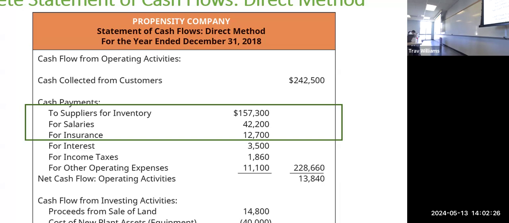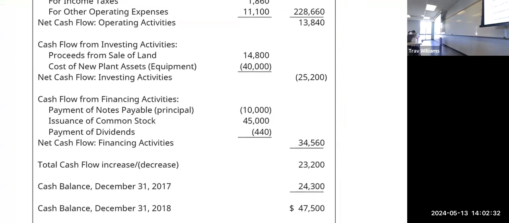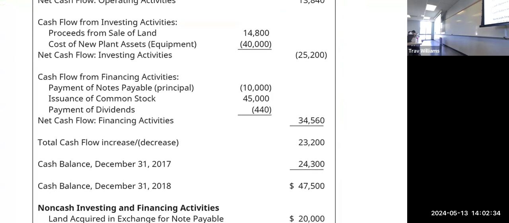So here's a question for you. If we're using the direct method, does that have any impact on how we calculate the investing and financing sections? Or does it only apply to the operating section? It's only applicable to the operating section.